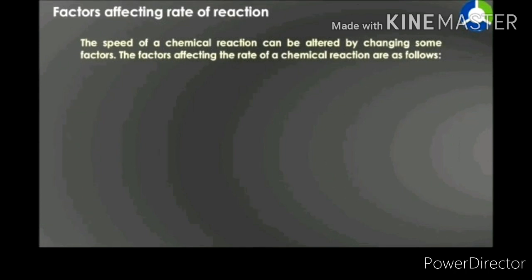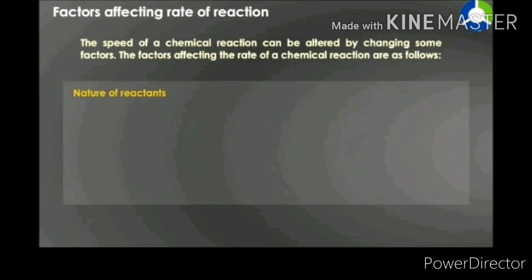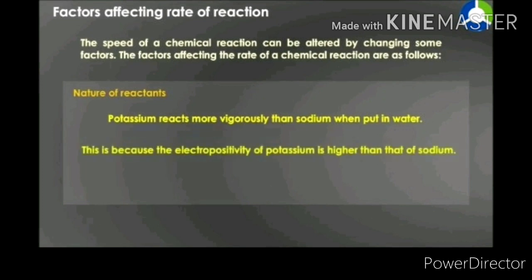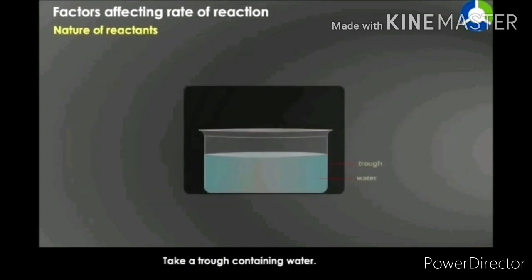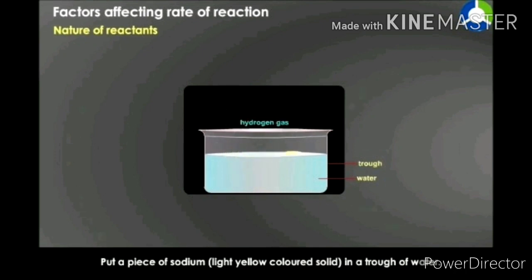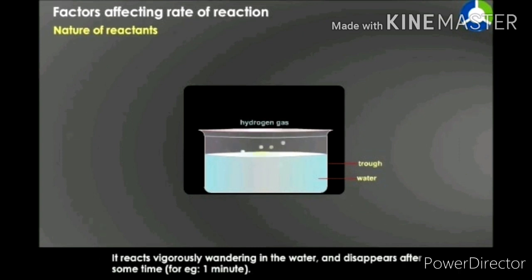First, let us try to understand how the nature of reactants affects the rate of a chemical reaction. For that, let us perform a simple experiment. Take potassium and sodium. Potassium reacts more vigorously than sodium when put in water. Now, why is this so? Take a trough containing water. Put a piece of sodium, light yellow colored solid, in the trough of water. It reacts vigorously, wandering in the water, and disappears after some time, for example 1 minute.